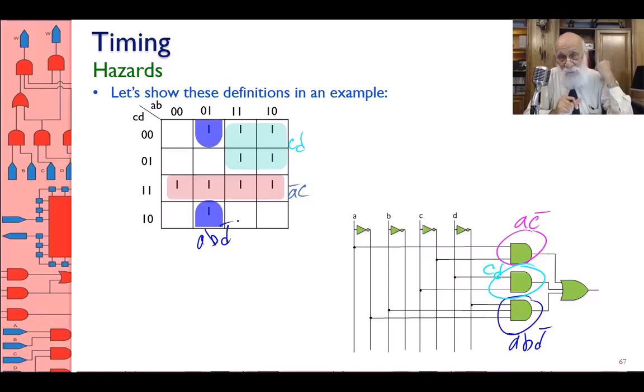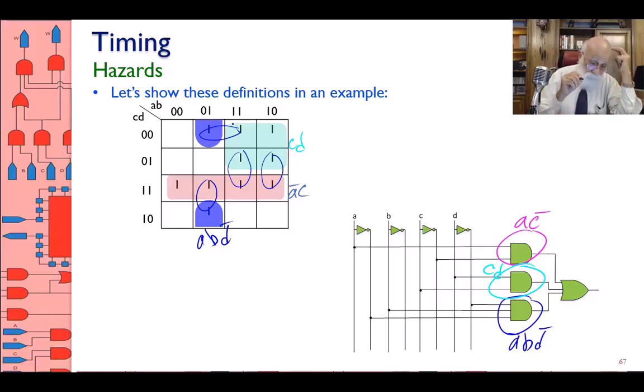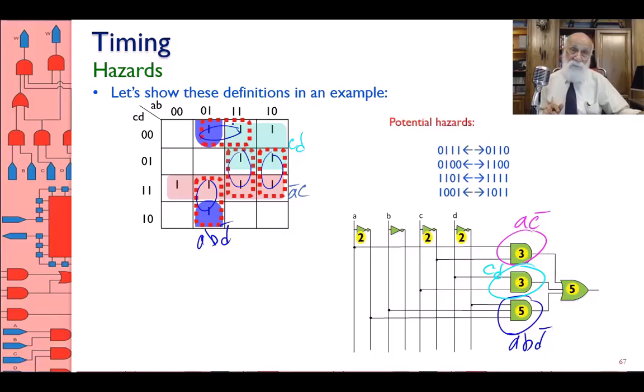Not even looking at the circuit, I can tell that I have 1, 2, 3, 4 hazards. These are the 4 hazards. This one is a hazard.